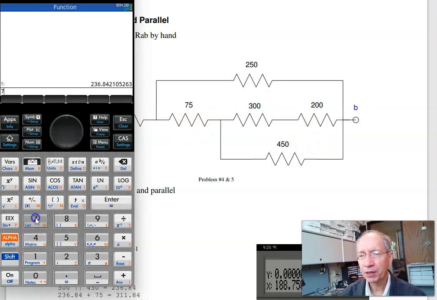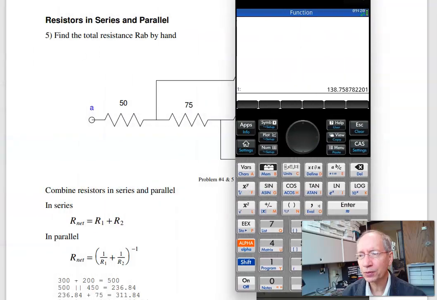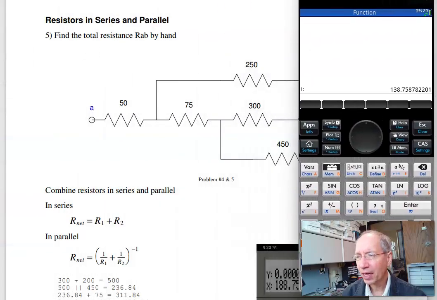In series with 75, in series they add, this is 311 ohms. In parallel with 250, in parallel the inverses add. So take the inverse, take 250, find its inverse, add the inverses, invert back. All this together is 138 ohms. And finally, add 50.